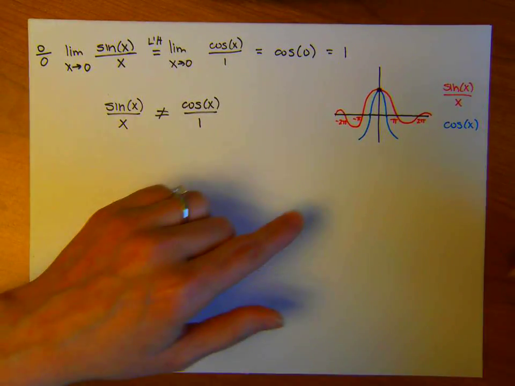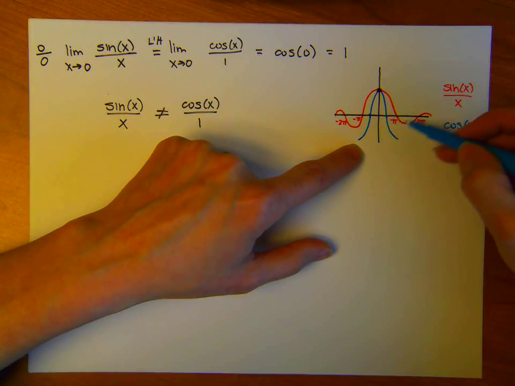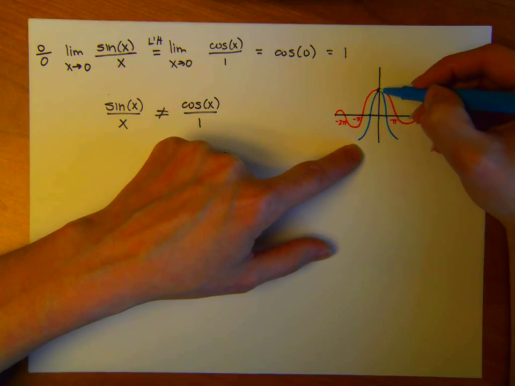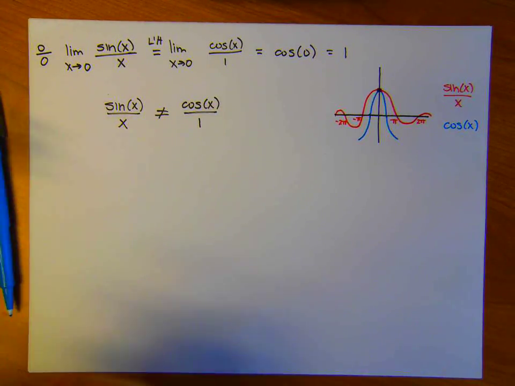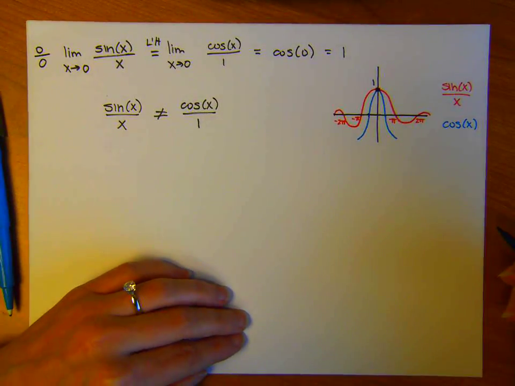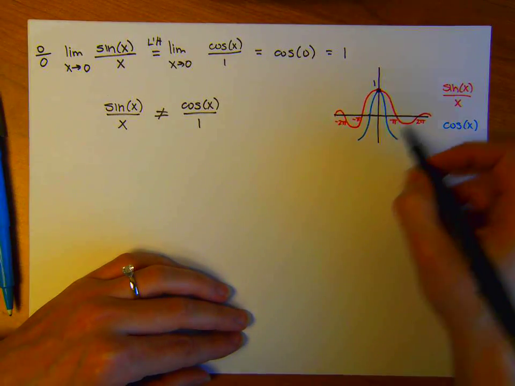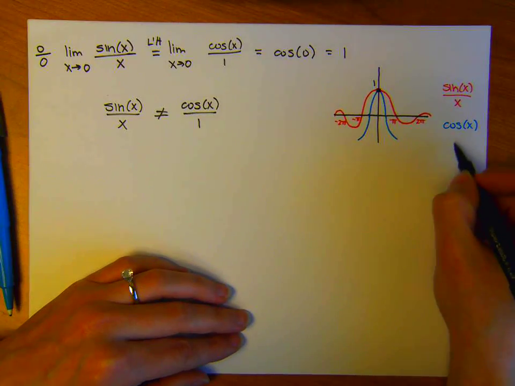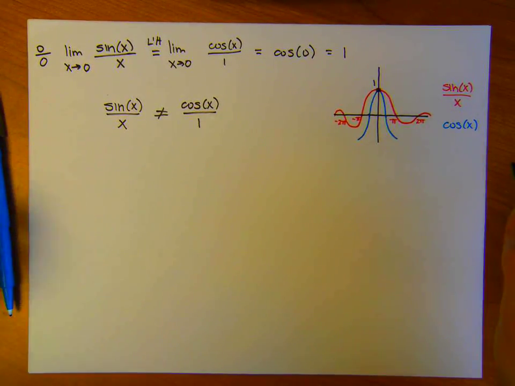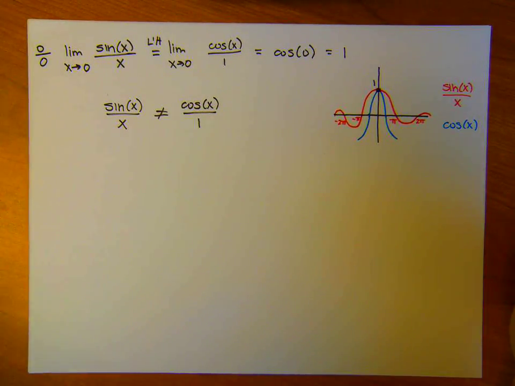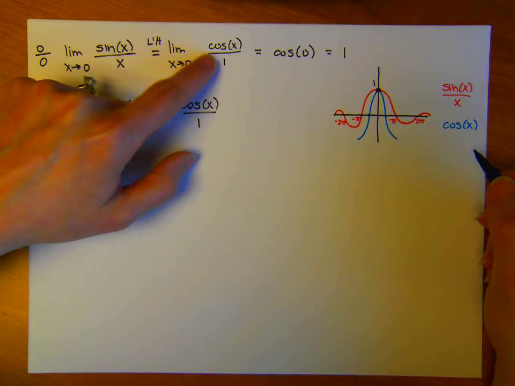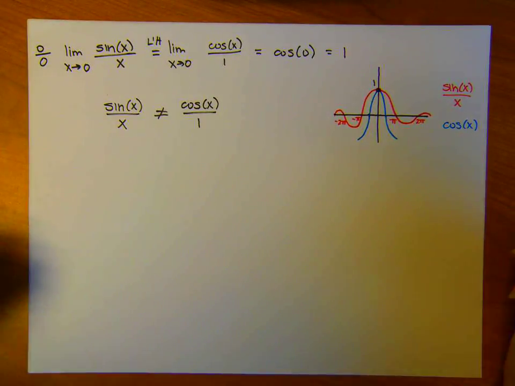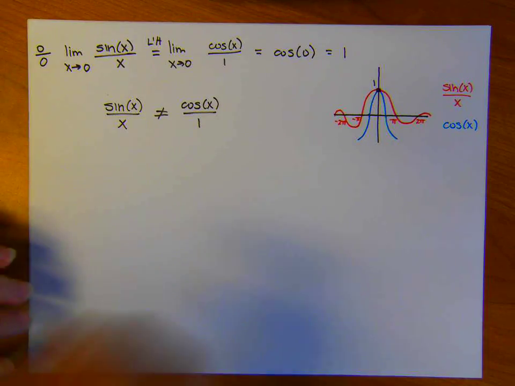But the thing I'd like to point out here again is that these two things are not the same, but they do have the same limit at 0. At 0, they both have a limit of 1. The difference is that this one is undefined at 0, or indeterminate, whereas this one is not. So we're getting to that point again of almost rewriting it so that we can plug the number in. Okay, let's try some more.